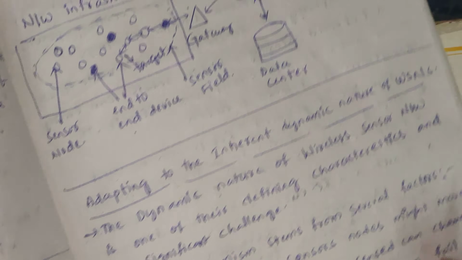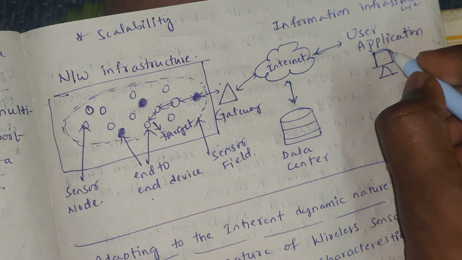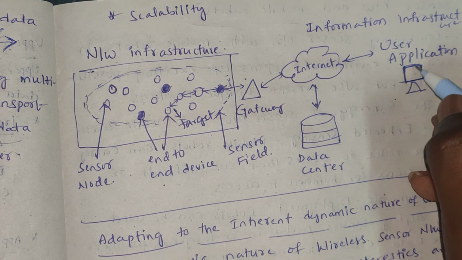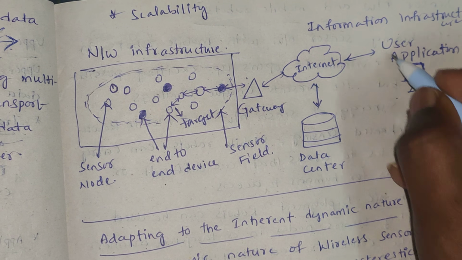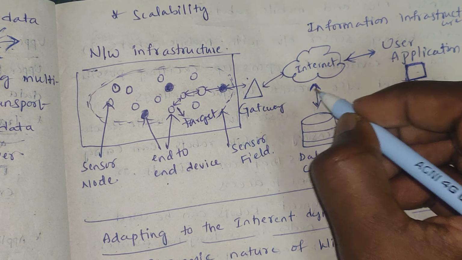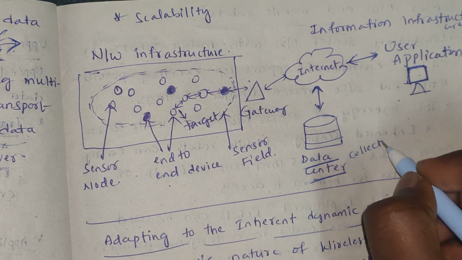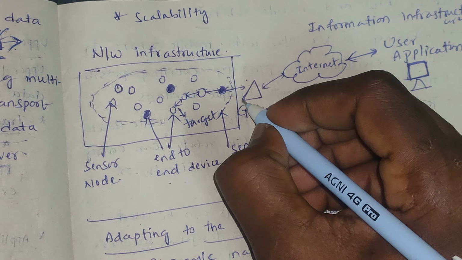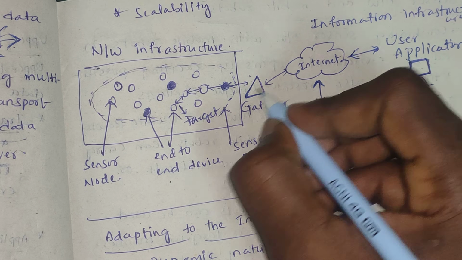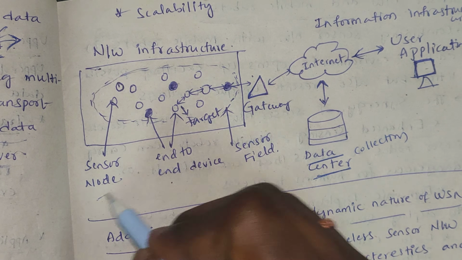And here is the diagram for the application layer. The user can interact through the application, which interacts with the internet, which interacts with the data center, a collection of databases. This is the gateway, and through this gateway the network infrastructure has sensor nodes.